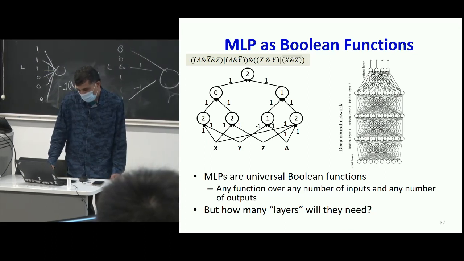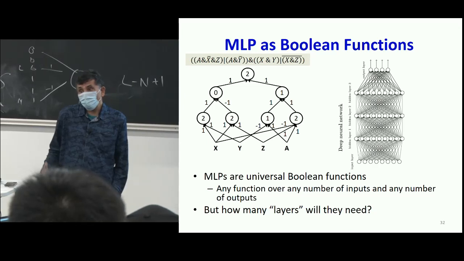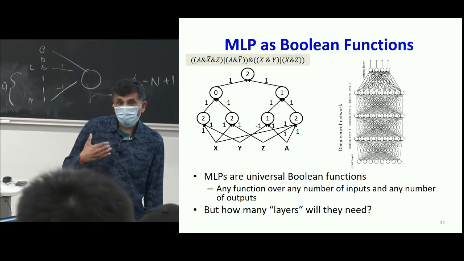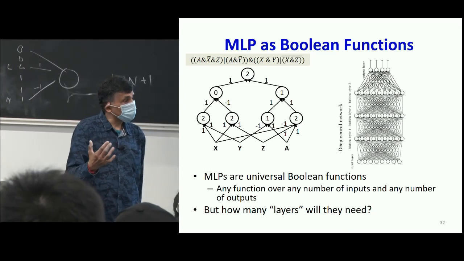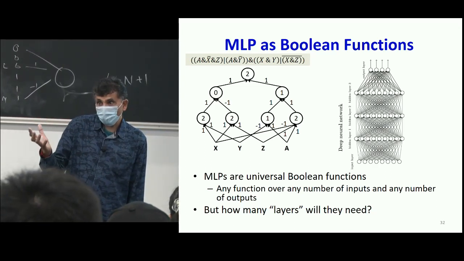Anyway, given any Boolean function, how many layers do you think the network will require? How does the complexity of the function relate to the number of layers that are necessary to compute it? Ameya, can you take a guess?